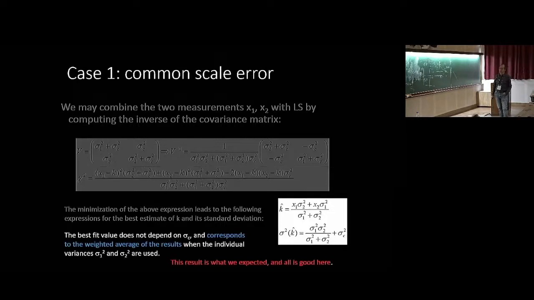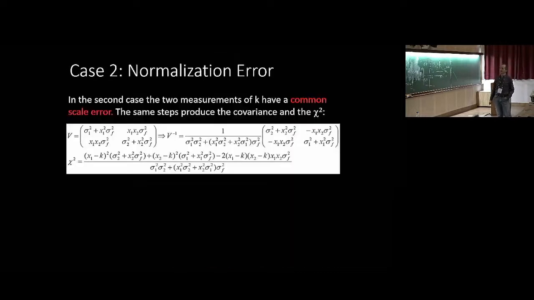So this is what we were expecting, and we are fine. But let's now look at the normalization error. In this case, let us start with this covariance matrix ansatz, where you see that similarly, I am writing the individual variances, and I'm adding in quadrature a term which depends on the measurements x1 and x2.